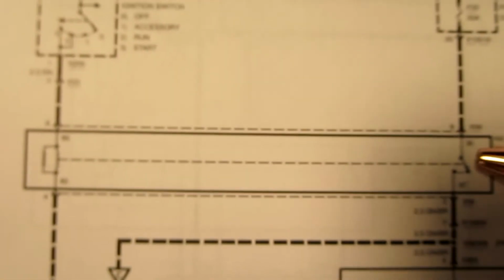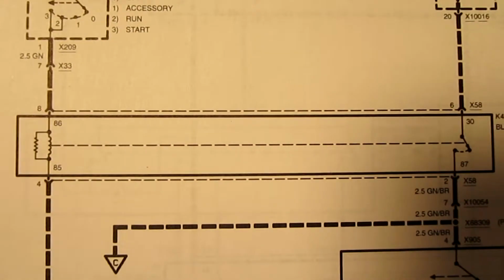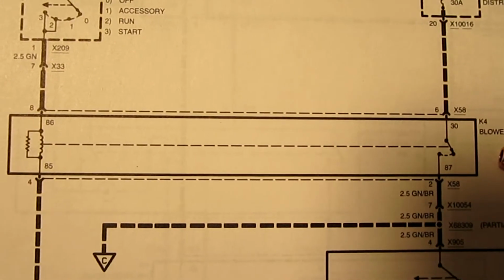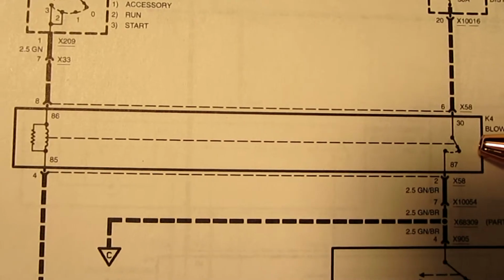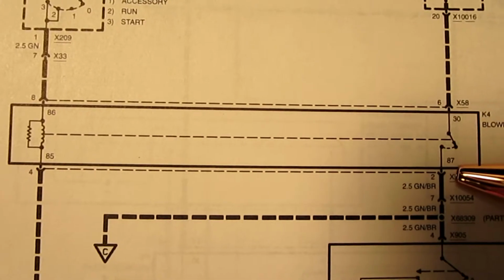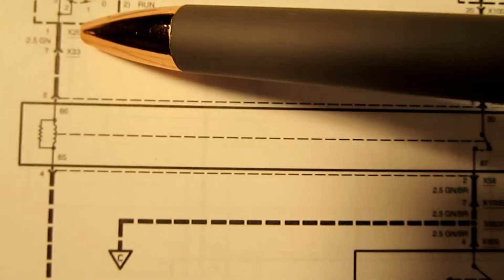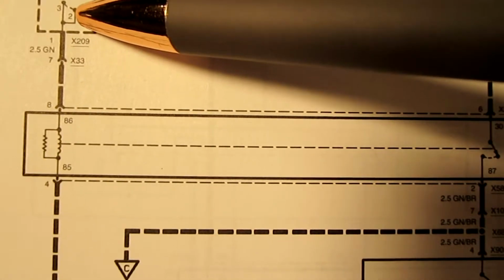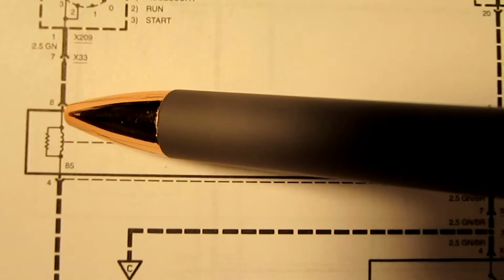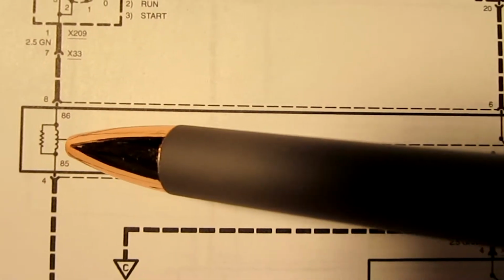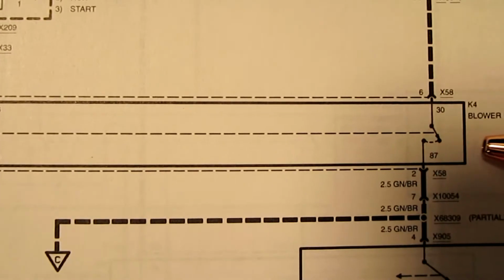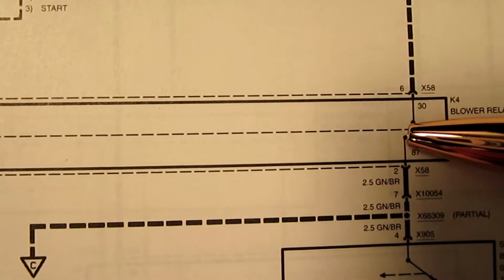This over here is the relay. This is the K4 heater blower relay, and it has 4 pins: 30, 87, 85, and 86. The way this works is when you turn the ignition on, this becomes hot, electricity flows through this solenoid, creates a magnetic field that comes over, closes this contact.